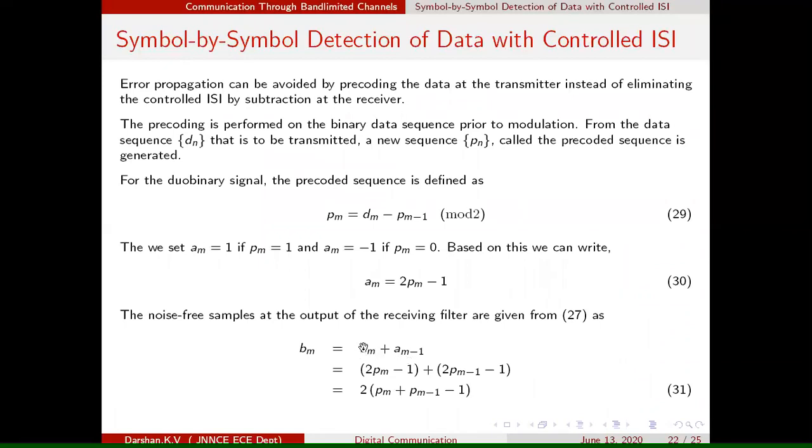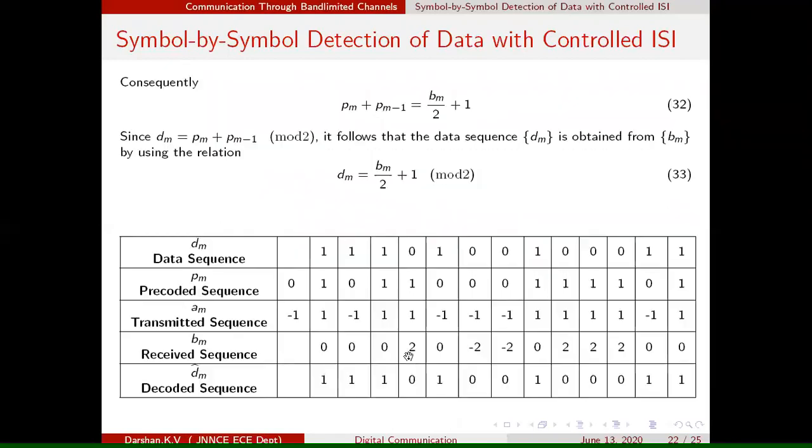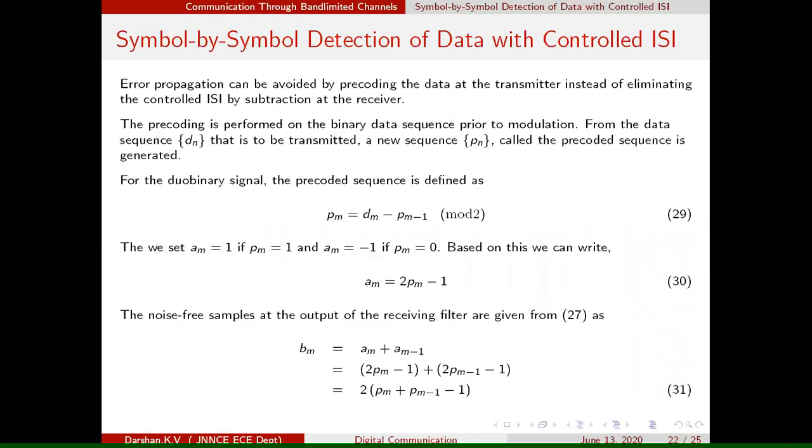To the desired one, we are adding the effect of the previously transmitted symbol. You can observe over here. You have transmitted 1, so minus 1 plus 1 gives 0. The previous transmitted symbol will get added to the current symbol. Over here, minus 1 plus 1 is 0. Over here, 1 plus 1, you are having 2. So you are having the effect of the previous symbol. That is why the problem exists, because we are adding an ISI component.